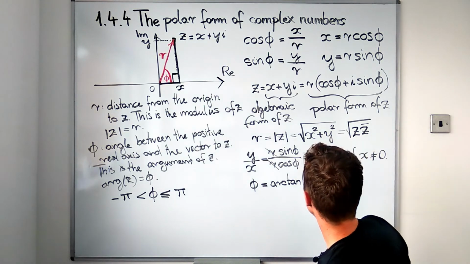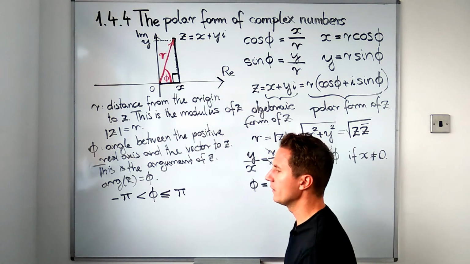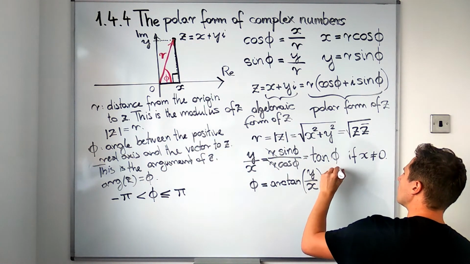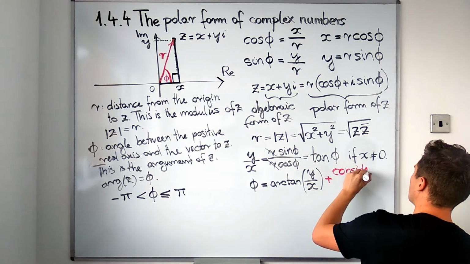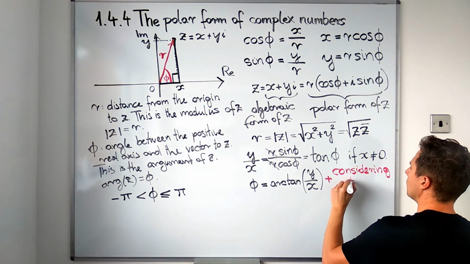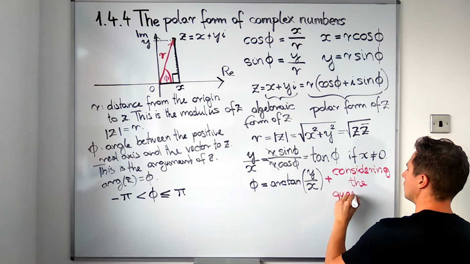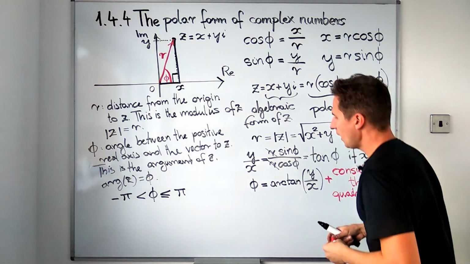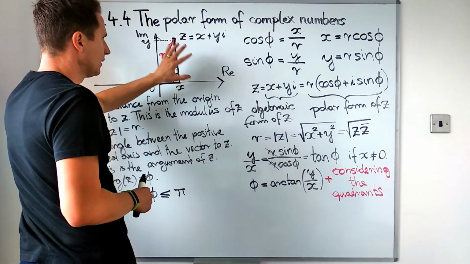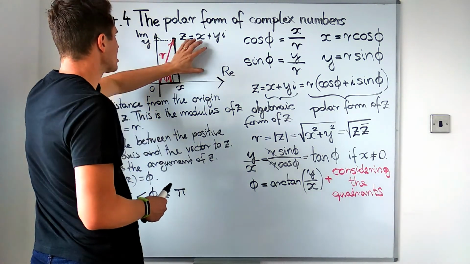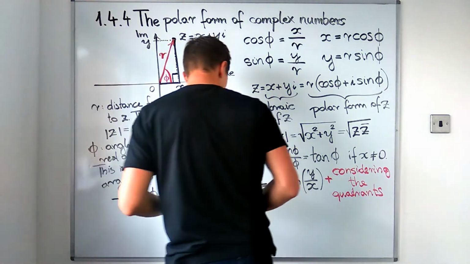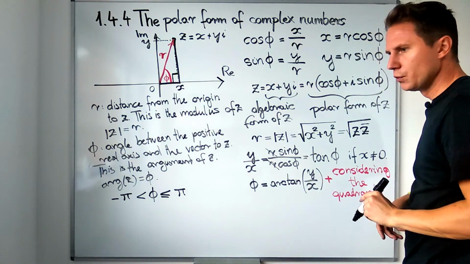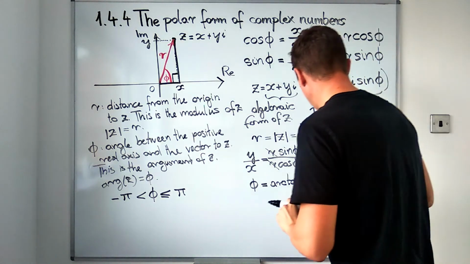So we have to be careful, and that's why let me add the very important comment that not only this formula, but this formula together with considering the quadrants. And what I mean by that is we really have to be careful and look at the complex plane and see in which quadrant our number sits. So let me give you two examples, two chances to test your understanding.